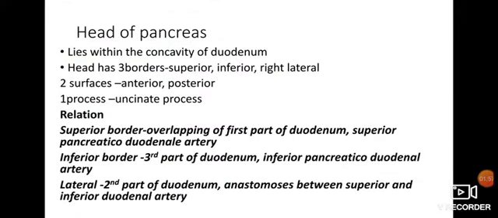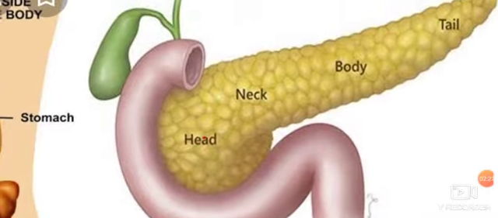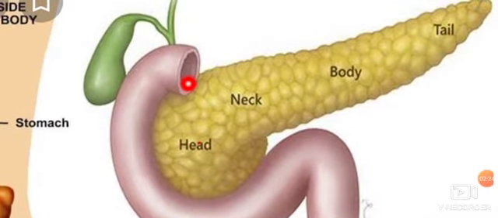The head of the pancreas, as we know, lies within the concavity of the duodenum and it consists of three borders: the superior, inferior and right lateral. The surfaces of the head are anterior and posterior, and it has one process called the uncinate process. We will see the different parts of the head. Here is the superior border. The head consists of a superior border.